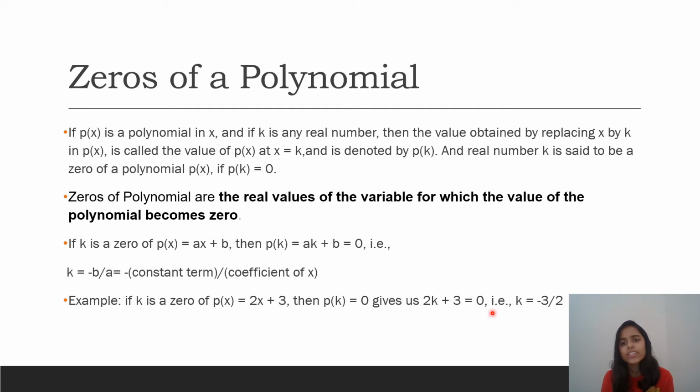Now on rearranging this, what will you get? Taking 3 to this side, minus 3. 2k is equal to minus 3. Then what you do? k is equal to minus 3 by 2. So this is how you find the zeros of a polynomial. I hope it's clear. It will become more clear as we see more examples.